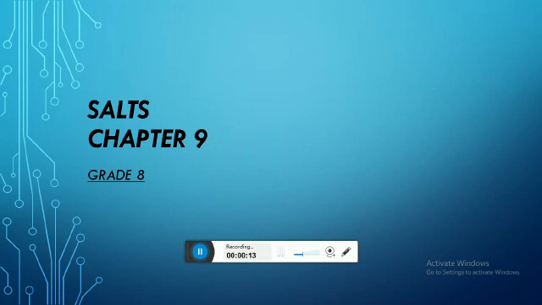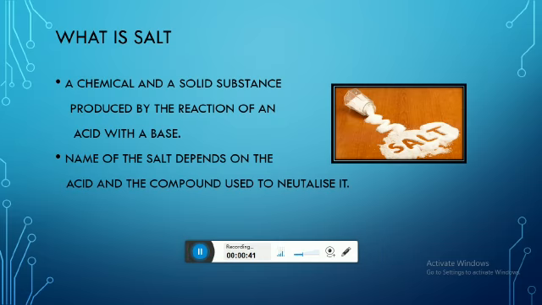As you know, in the last video lecture, we discussed some basics about salts. Over there, we discussed what salt is, the naming of salt, and how we can make salt. There were two methods in which we discussed how we can make salt. If you remember, we said salt is a solid chemical substance that is produced by the reaction of an acid with a base.